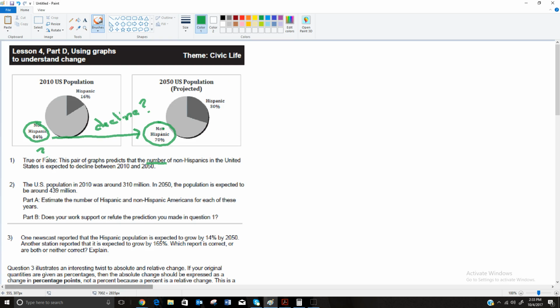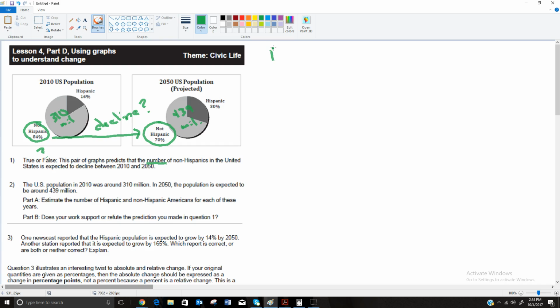So we don't know what this percentage is until we calculate what that means as far as the total. So now the U.S. population in 2010 was around 310 million. So let me write this down. So this is 310 million here. And in 2050, again, it's just a projection because we're not there yet, but it's expected to be about 439 million. So there's supposed to be 439 million people in the United States estimated in the year 2050. So now let's look at how that relates to the percentages.